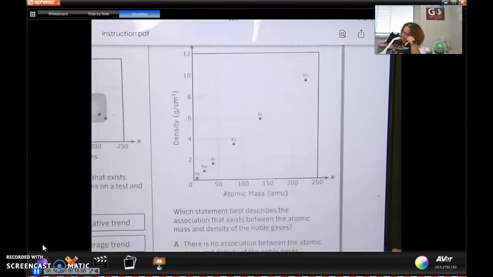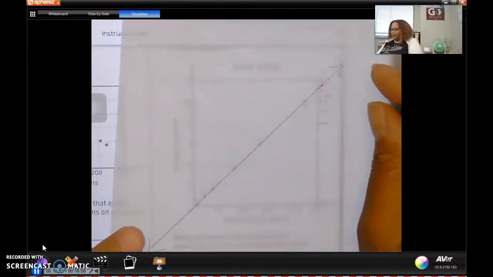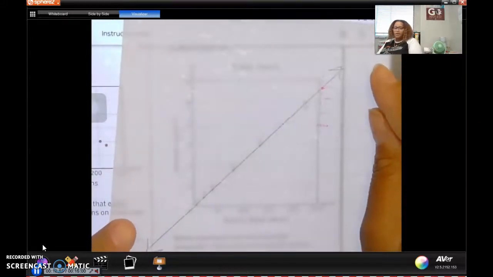Which statement best describes the association that exists between the atomic mass and density of the noble gases? If I could put a line there and most of those points are going through it, you should know what type of association that is.